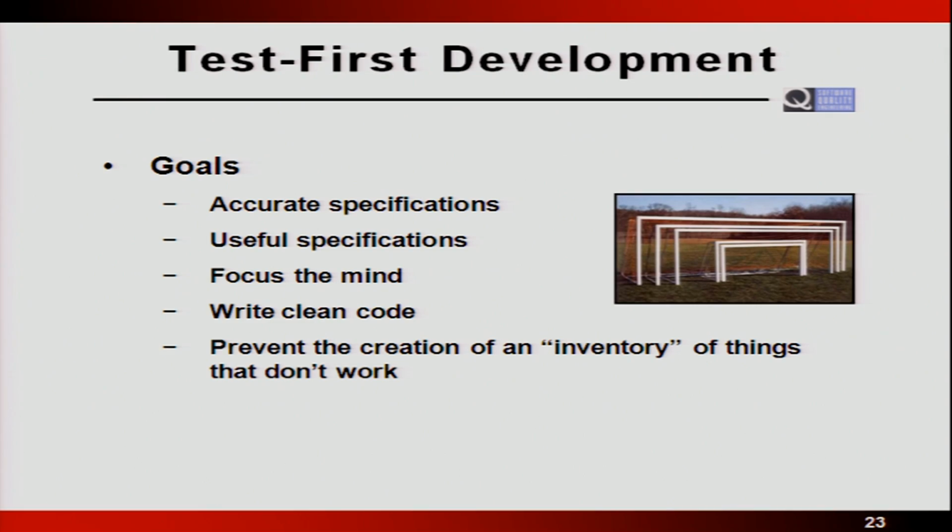The goals of TDD are these. We get more accurate specifications. Again, the specs are not in some formal requirements document. The specs are in the test cases. It becomes a useful specification because we know it's more correct and complete and concise than those classic ones. It helps focus the mind. As the developer, if the developers first thought about test cases and then they write the code, they have those test cases still cooking around in their brain. And so they typically remember those special cases and edge cases and things where we used to find defects. Helps them write clean code. And it prevents the creation of an inventory of things that don't work.